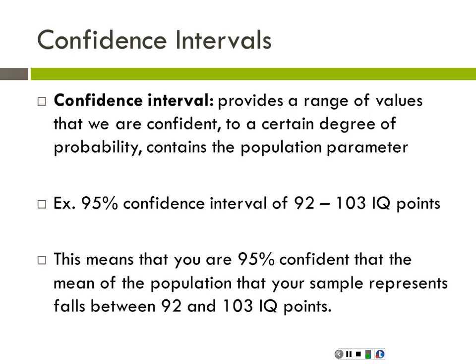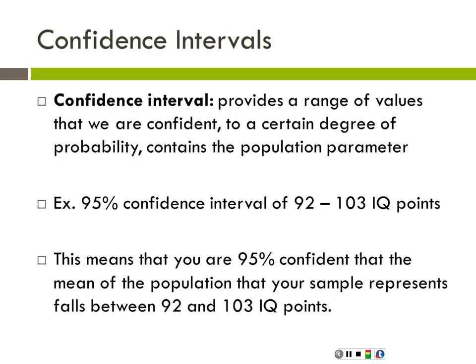We'll clarify with the example of IQ. Let's say I'm measuring IQ in my sample, and in addition to getting the mean and the standard deviation for the IQ scores in my sample, I could also establish a confidence interval around that mean. Let's say I have a 95% confidence interval that ranges from 92 to 103 IQ points. This confidence interval would indicate that I'm 95% confident that the average IQ for the population that my sample represents falls between 92 and 103 IQ points.